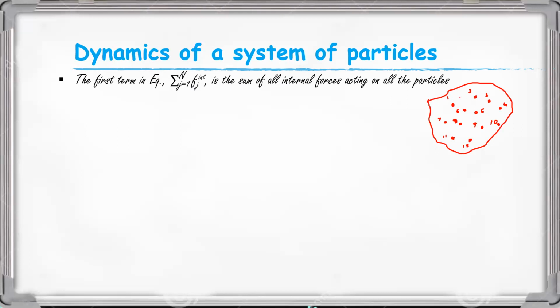Then there must be interactions between particles. Let the force on the first particle due to 2 be F12. Then there must be a similar force, F21. F21 is the reactive force on 2 due to 1. It must be equal and opposite, isn't it? According to Newton's third law.